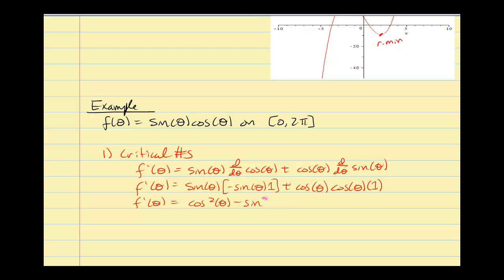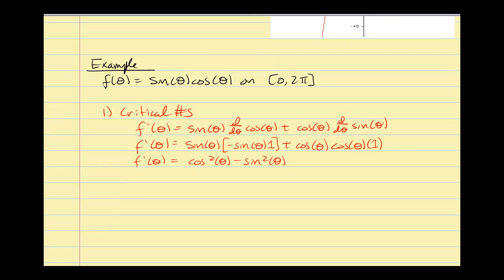minus sine squared theta. Now, critical numbers occur wherever the first derivative is equal to 0 or undefined. I still don't have a denominator here, so I don't need to worry about it, but I'm going to take the numerator and set it equal to 0, because this is how I will find my critical numbers.